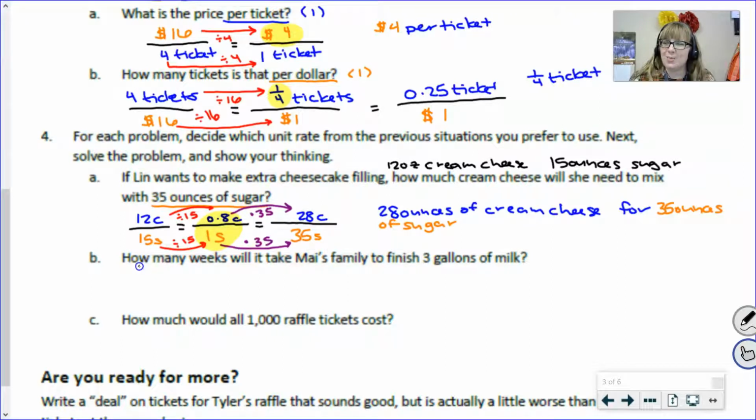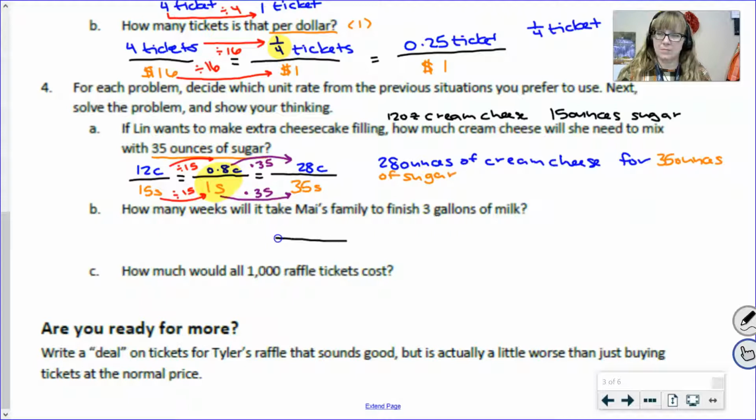When I read it in this next one, it says, how many weeks will it take Mai's family to finish 3 gallons of milk? That means I already know that I want the gallons to be the number 3. And so with the gallons being the 3, I know that gallons is going to be on the bottom, and think back to why.